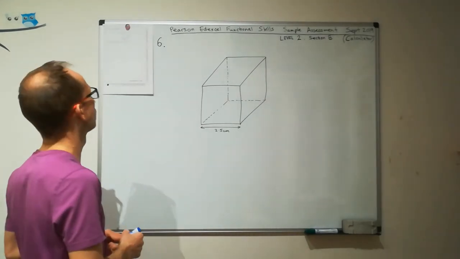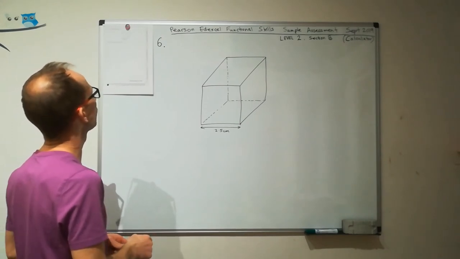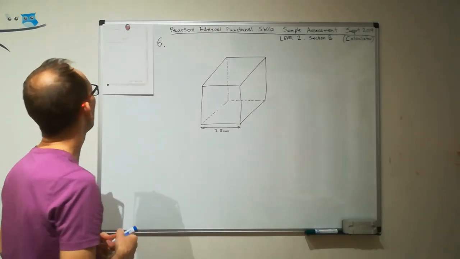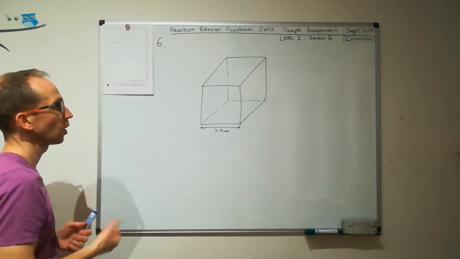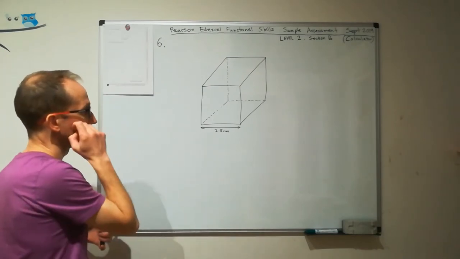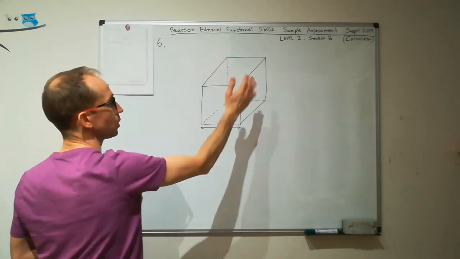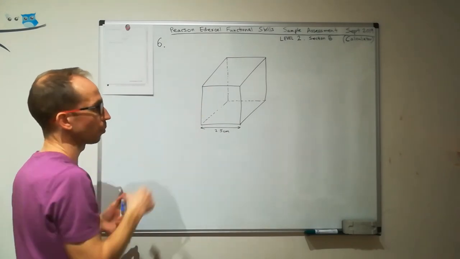Question 6. Here is a cube of side length 2.5 centimetres, and I've drawn it out here for us. Work out the surface area of this cube. Okay, so the surface area. That's saying for each of the sides, what's the area, and add them all together.